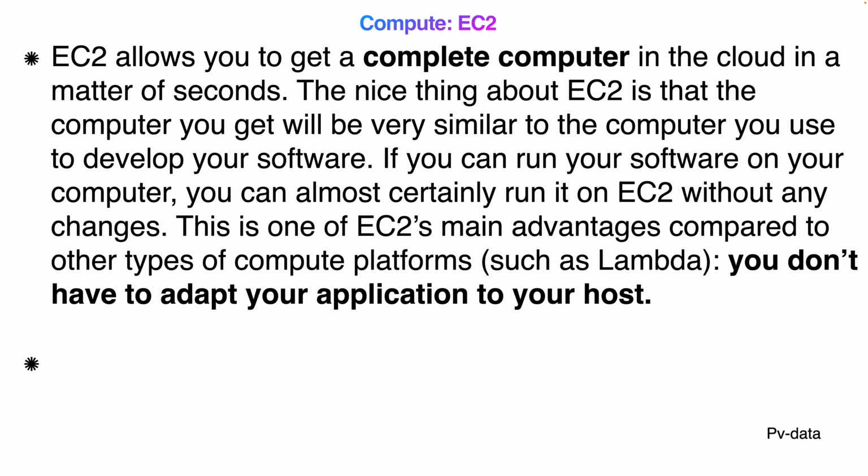EC2 allows you to get a complete computer in the cloud in a matter of seconds. So in just a matter of seconds you can get another computer. The nice thing about EC2 is that the computer you get will be very similar to the computer you use to develop your software. If you can run your software on your computer, you can almost certainly run it on EC2 without any changes. This is one of the main advantages of EC2 compared to other types of compute platforms such as Lambda. You don't have to adapt your application to your host.